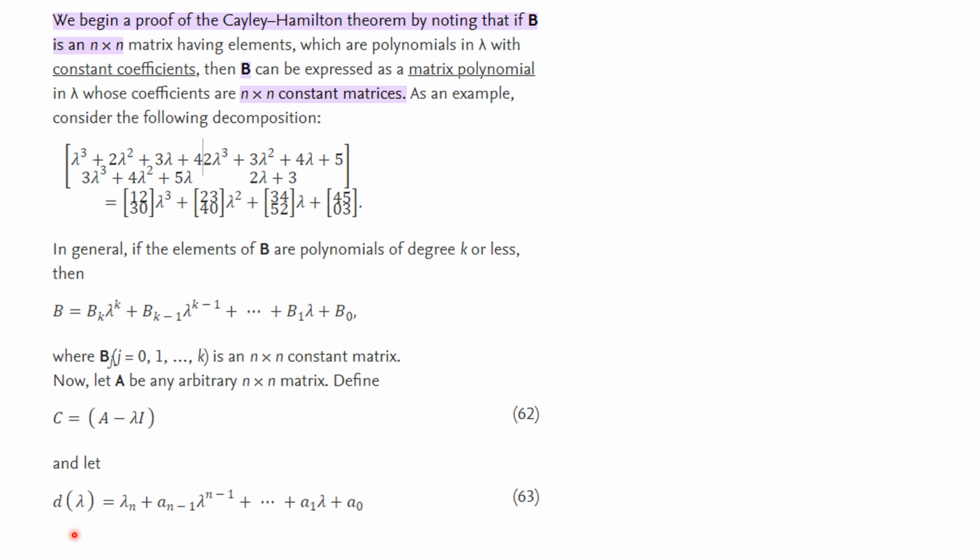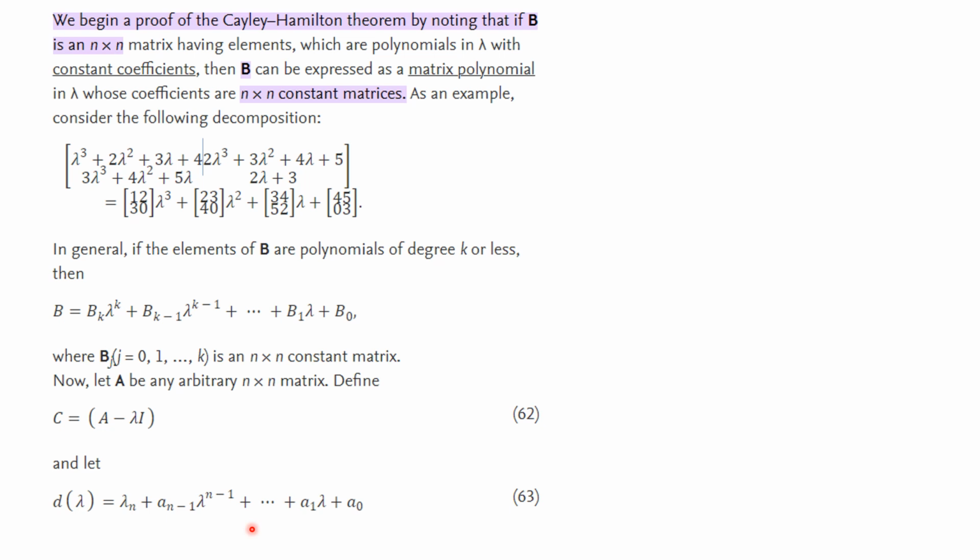And D of lambda is going to be a polynomial. D of lambda is going to be a representative characteristic polynomial. This is lambda to the n plus a n minus 1 lambda to the n minus 1 plus all the way down to a1 times lambda to the 1, and then that is a0. Okay, so we've defined C thus, and this is D. And again, these are called equations 62 and 63 in the notes.